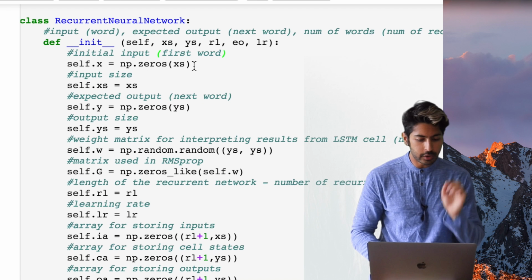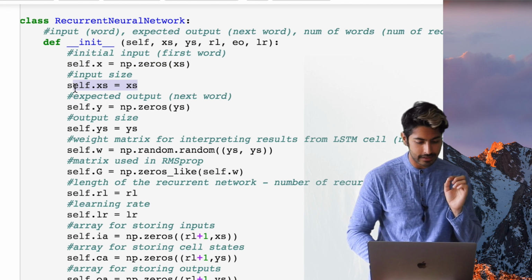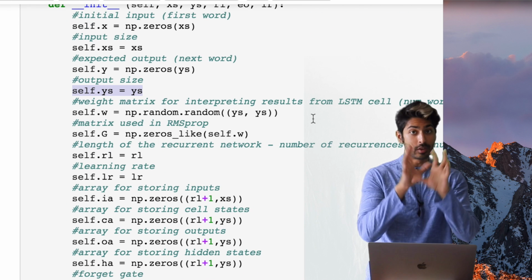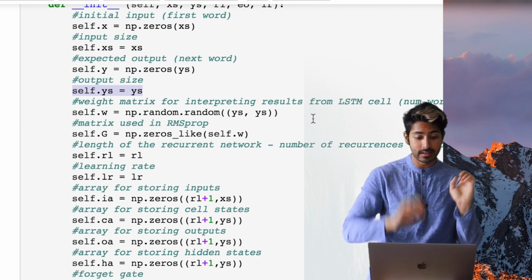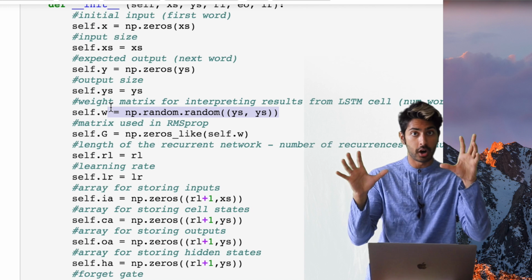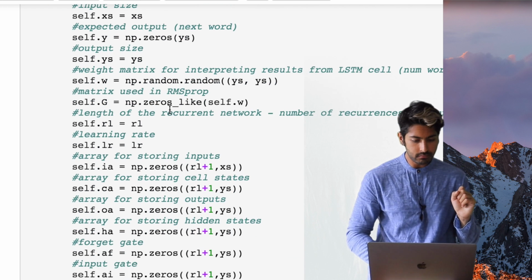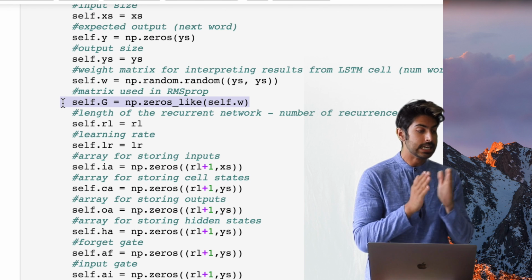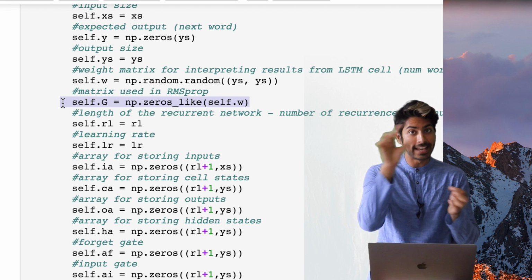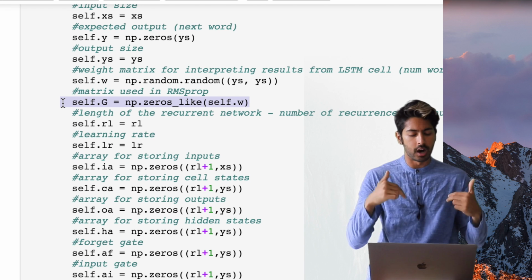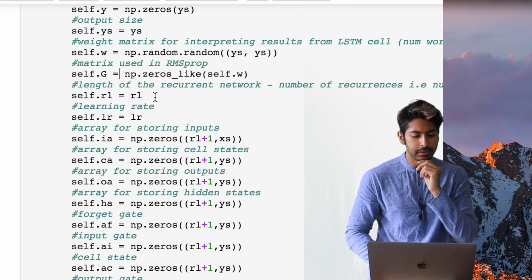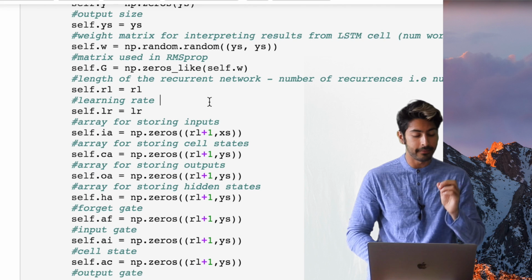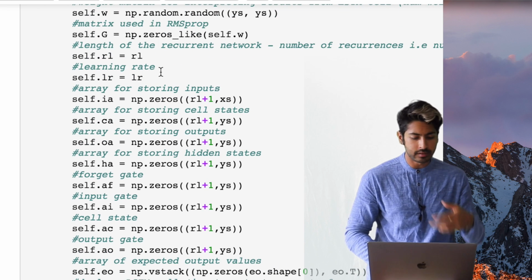So now let's look at this. We're going to initialize our first word, the size of it, our next word, the size of that, and then our weight matrix. This is the weight matrix between the input and the hidden state, which we're going to initialize randomly of the size of our predicted output. We'll initialize this variable g that's going to be used for RMSprop, which is a technique for gradient descent that decays the learning rate. I'll talk about why we're using g later on, we're not ready for that right now. But then we're going to initialize the length of the recurrent network, that's the number of words that we have, the number of recurrences, and our learning rate. These are all parameters.